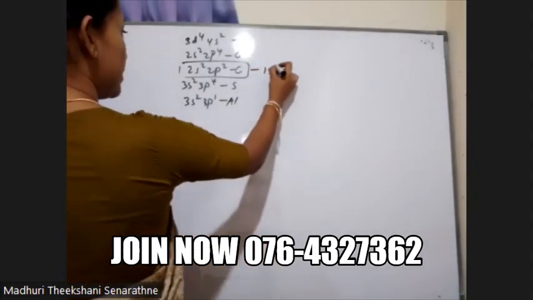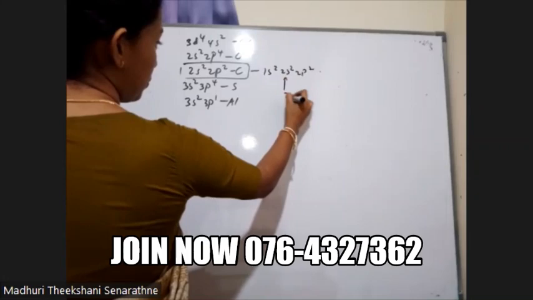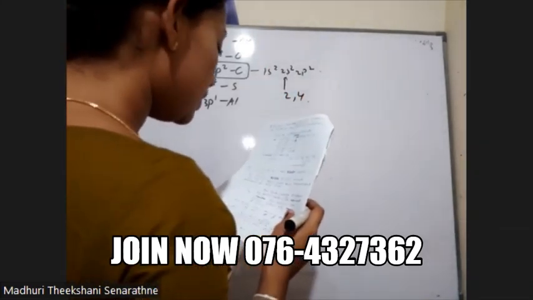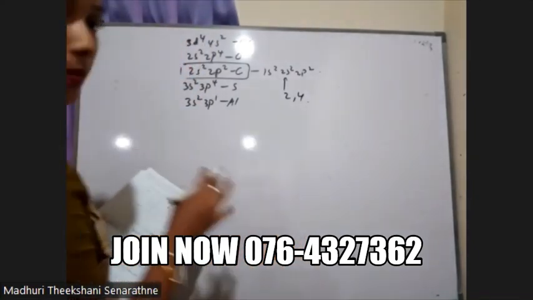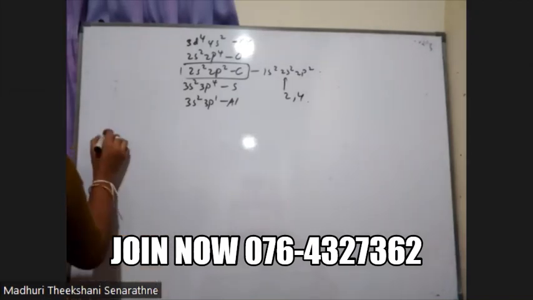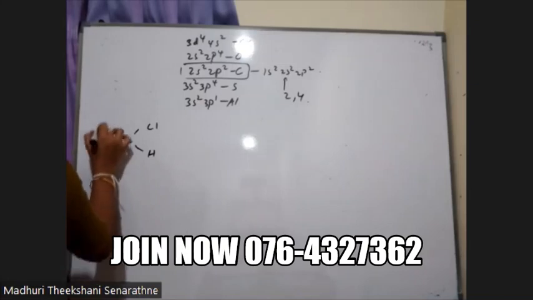Here, 1 is 2, 2 is 2, 2 is 2. So the valences are 2 and 4. Answer is 2, carbon. Next: the compound with the highest dipole moment. So we have to compare the dipole moments of each compound. First one, chlorine, hydrogen, chlorine.